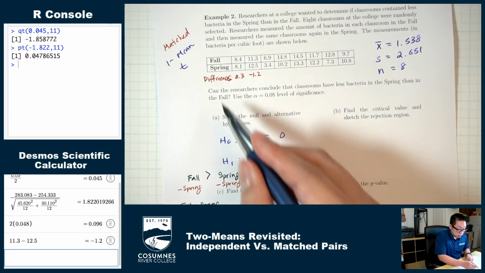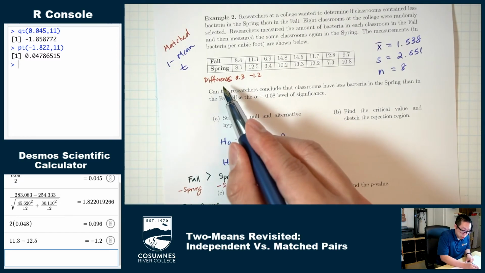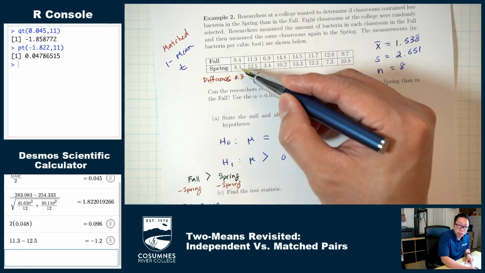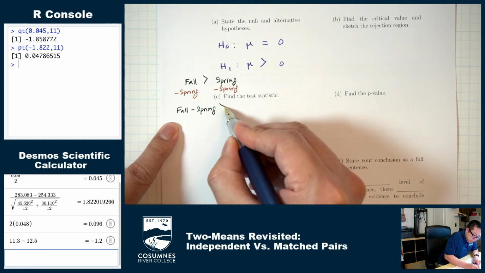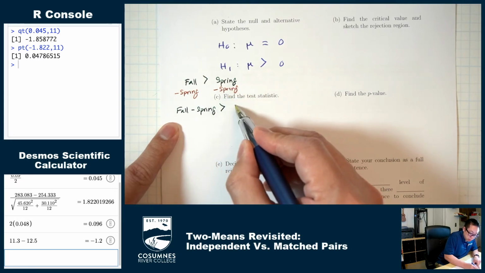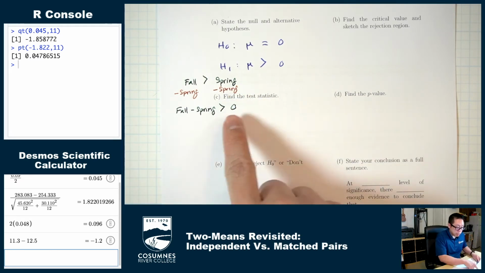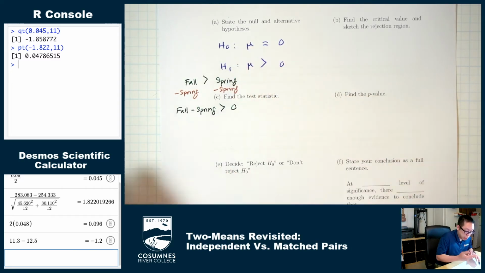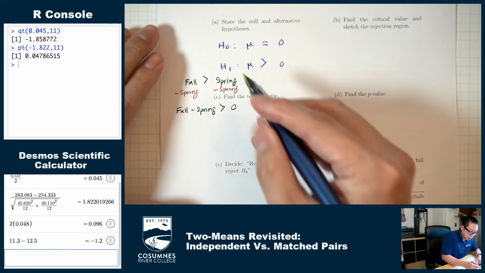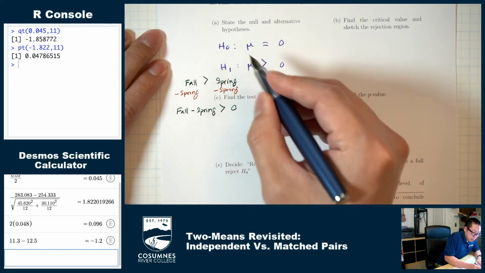Which is exactly the differences, right? We got the differences by doing the fall minus the spring. Fall minus spring on the left side. On the right side, spring minus spring is 0. And that's why it's a greater than, right? Fall minus spring is this mean. So to be correct here, we're finding the mean of the differences.